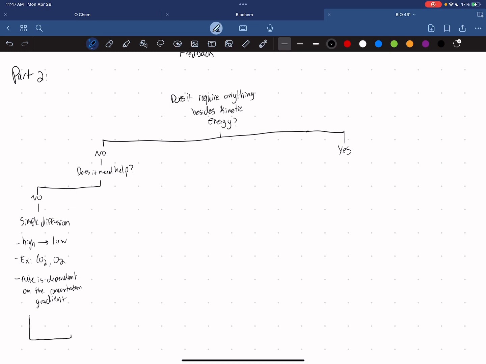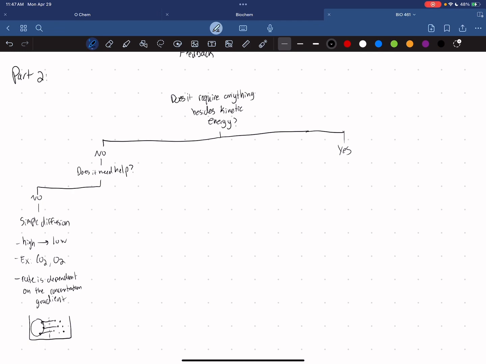To give a little bit of a visual here, we have a cell, and we'll say that there's a high concentration of molecules or ions on this side, and this membrane right here will be permeable to these ions, and so they will simply diffuse to the area of low concentration right here. So that is simple diffusion.